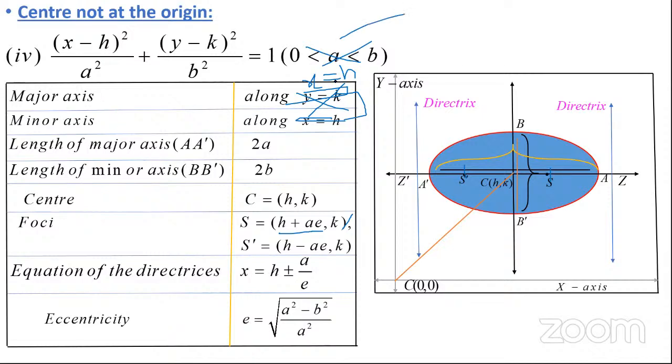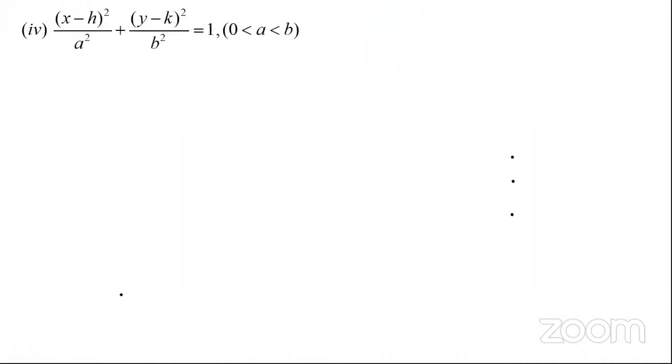So the major axis is along y equal to k, and the minor axis is x equal to h. Okay, so then, sorry, next, this is with the x-axis. Now we are going to the y-axis. Same.